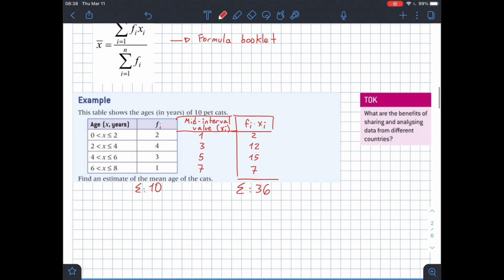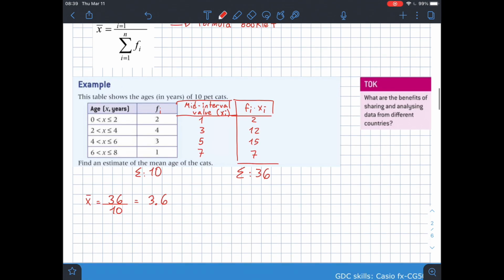So finally, the mean is equal to 36 divided by 10, which is equal to 3.6. So the average age of cats is 3.6 years. Let me write that here. The average age of cats is 3.6 years, which is a valid number, right?